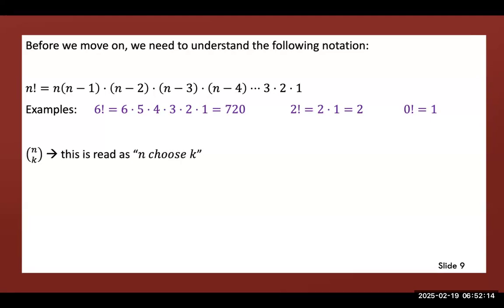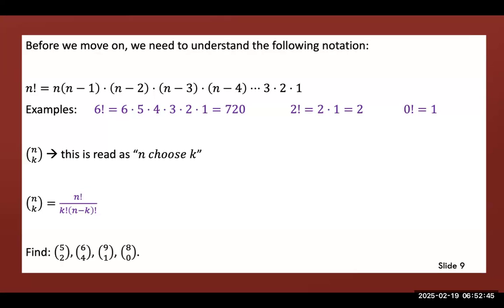Then there's something called n choose k. N choose k is written with parentheses, with an n on top and a k on the bottom. What it's really equal to is n factorial divided by k factorial, and then we take n and subtract k and factorialize that as well.